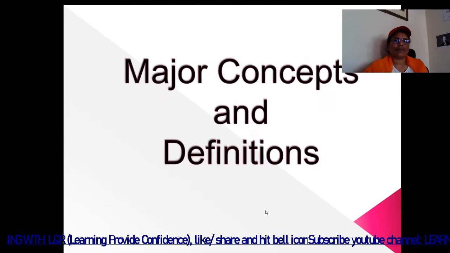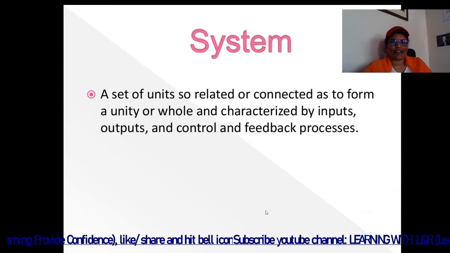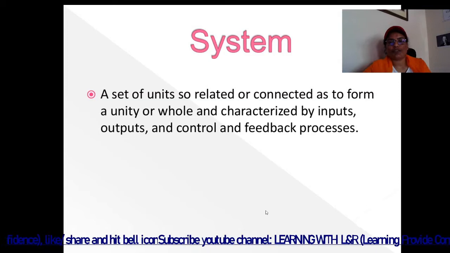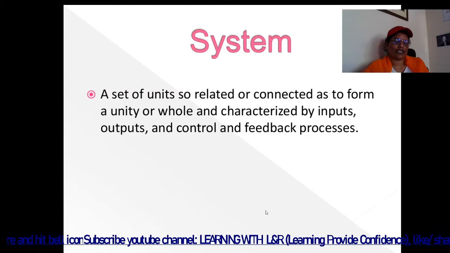Major concepts and definitions. First one is system. A set of units so related or connected as to form a unity or whole and characterized by inputs, outputs, and control and feedback processes. Different kinds of concepts or ideas are connected with each other and it becomes a model. Same here, she used the word units, and units are actually ideas or concepts, and they are interconnected with each other.